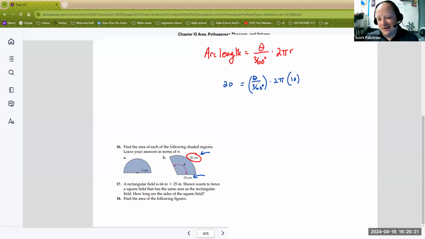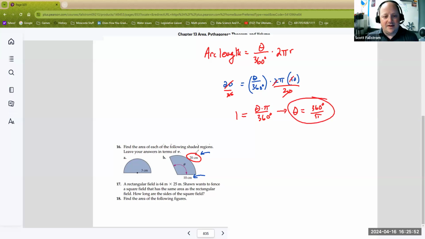And now I want to get the angle by itself, but let's do a little bit of work first. Notice how there's a 20 on both sides. So let's just divide by 20 on both sides. That's gone. Now I have 1 is equal to theta times pi divided by 360. So I want to get theta by itself. Multiply by the reciprocal or divide by pi over 360, your choice. So this turns out to be 360 over pi. Now that's the angle. Don't change it. Don't round it, because now we want to do the area.